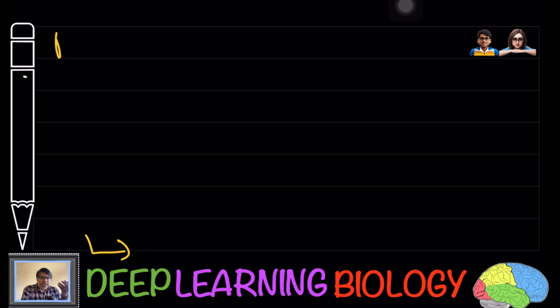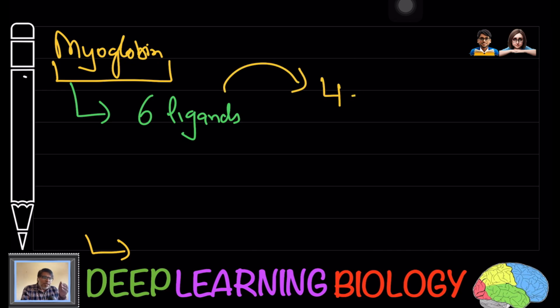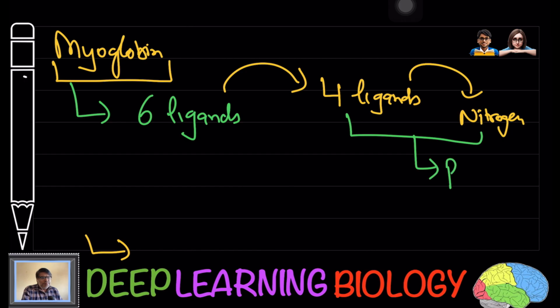Now let us discuss another important point related to myoglobin. Within myoglobin you are going to see 6 ligands. Out of the 6 ligands, 4 are the nitrogen atoms, and they make a ring. That ring is the porphyrin ring.